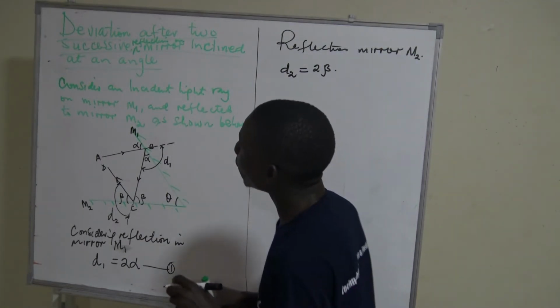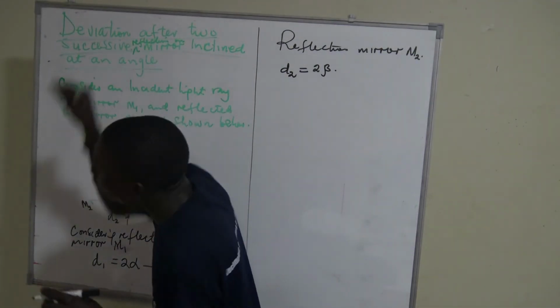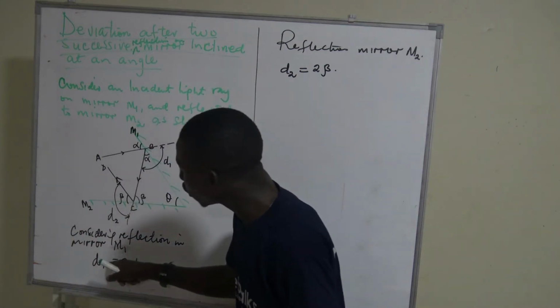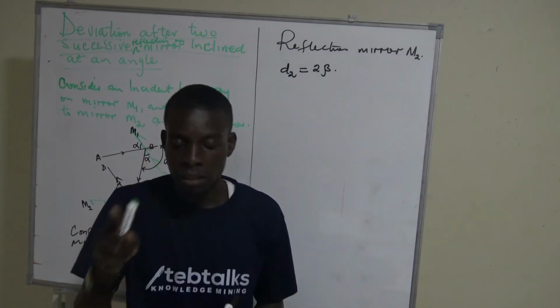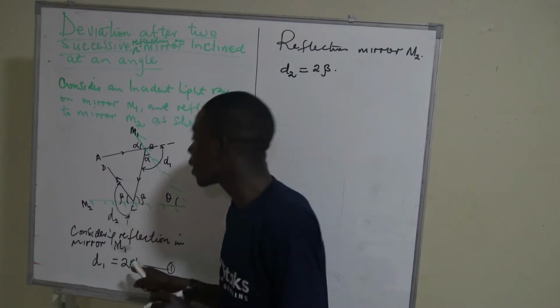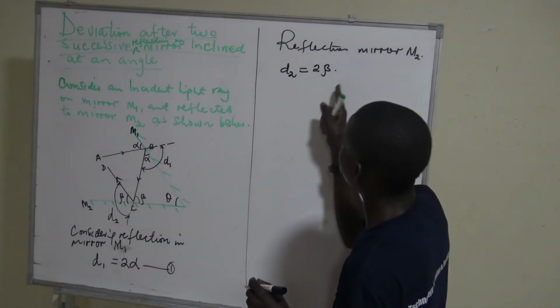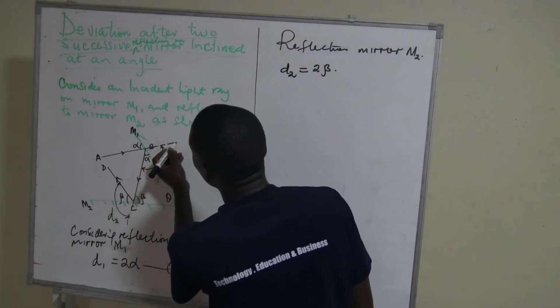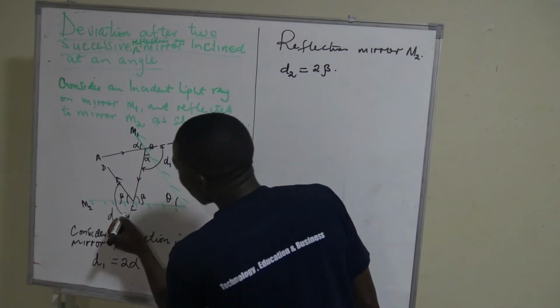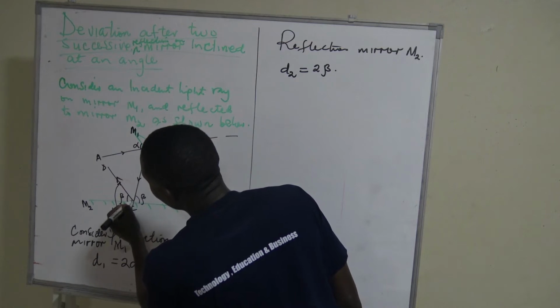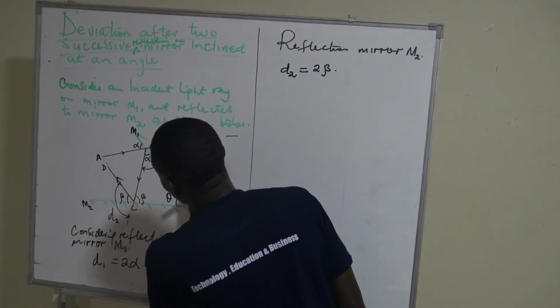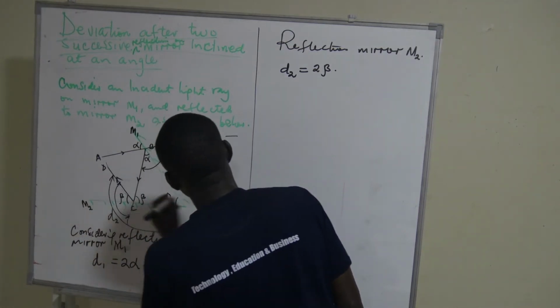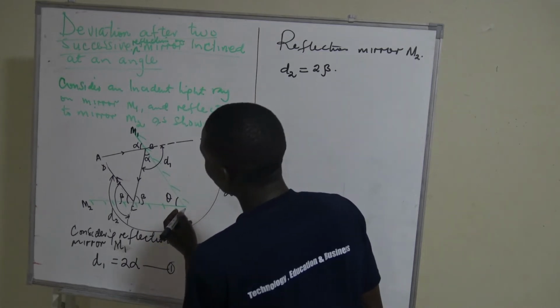Then our interest is the total deviation, because the deviation we have looked at so far is for one mirror. Mirror 1 produces twice alpha, and mirror 2 produces twice beta. Now, what is the total change in direction? Initially it was moving in this direction, and now it is moving in this other direction. What is the total angle? This is the total deviation.